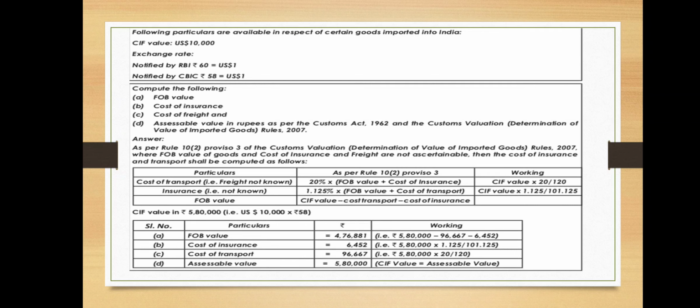We need to take 20/120 for the freight, and 1.125 divided by 101.125 we need to take. So here, for this we also have to multiply by 58.